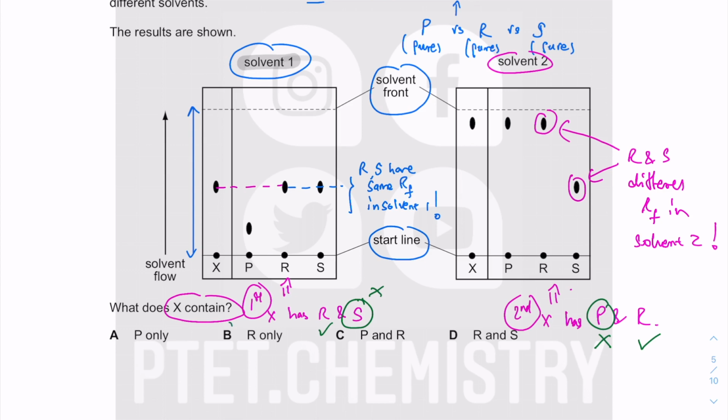So what we can say is definitely X contains R only. S happens to have the same RF by coincidence. P happens to have the same RF, the retention factor, by coincidence of the solubility in the particular solvent. So take the two pieces of information together and hopefully you can break these down and come to the conclusion that X must contain component R only.